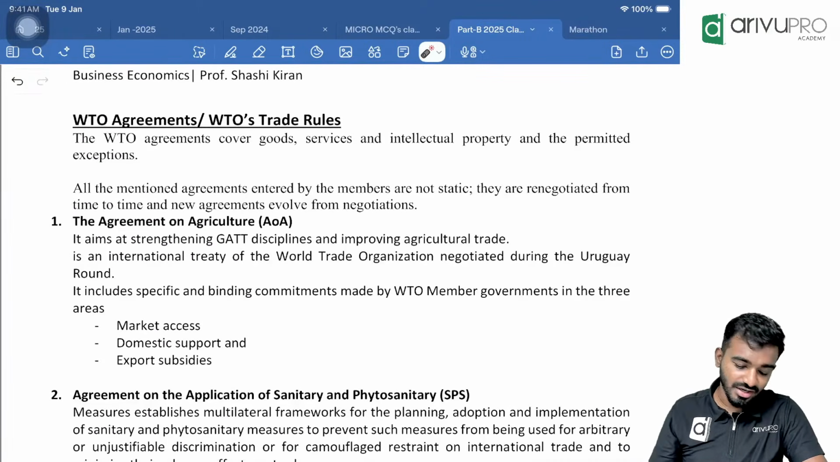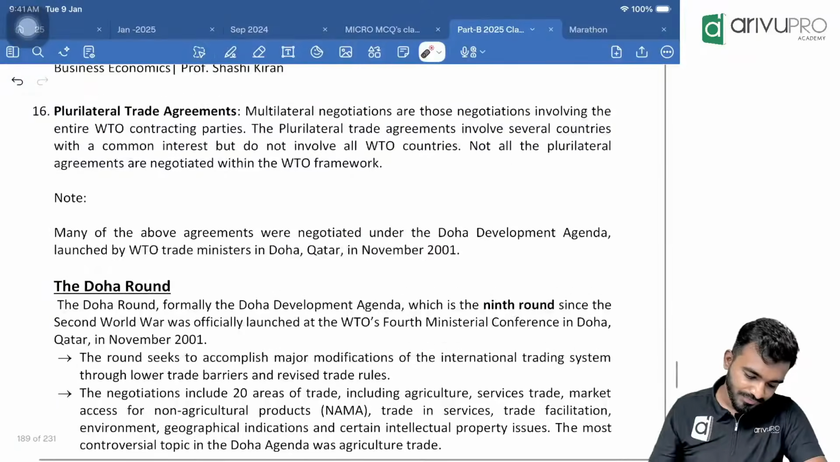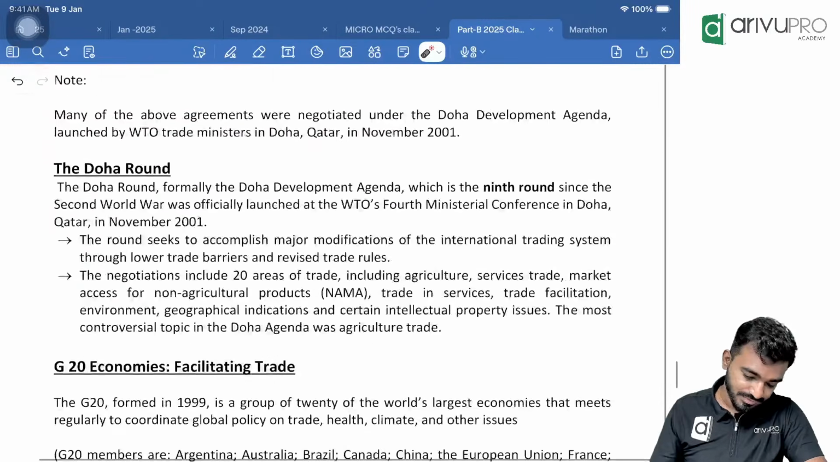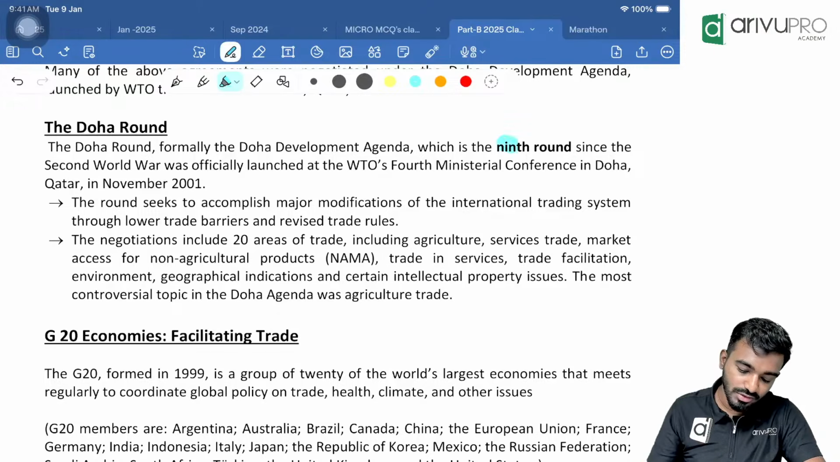Now there are 16 agreements, and the Doha development agenda. These are just read-only concepts. Doha was the 9th round of meetings; the 8th round was the Uruguay round.